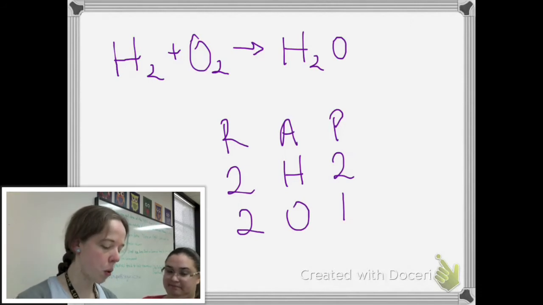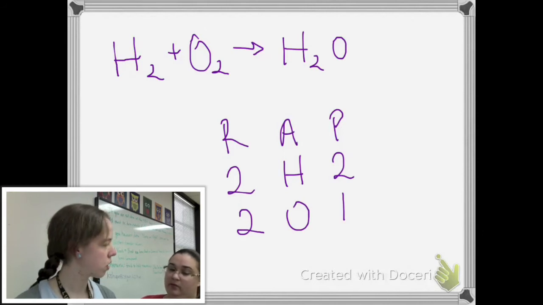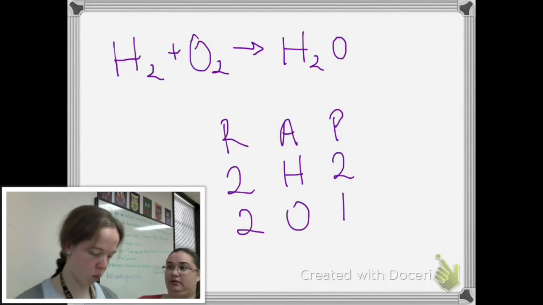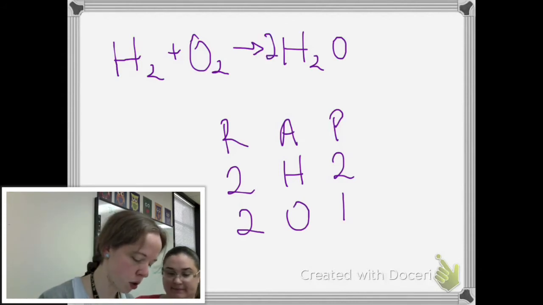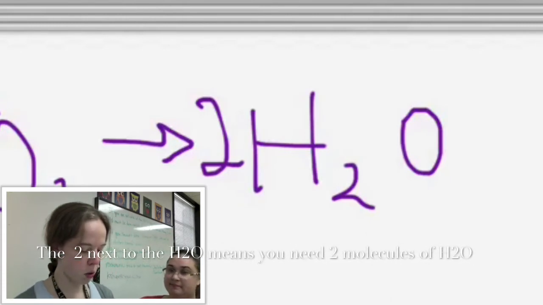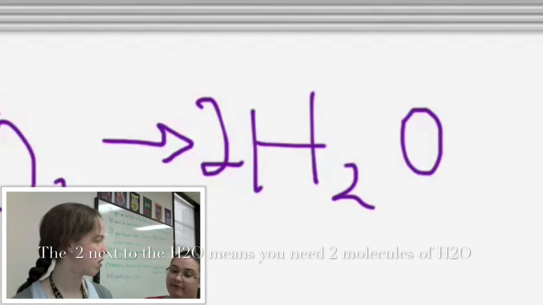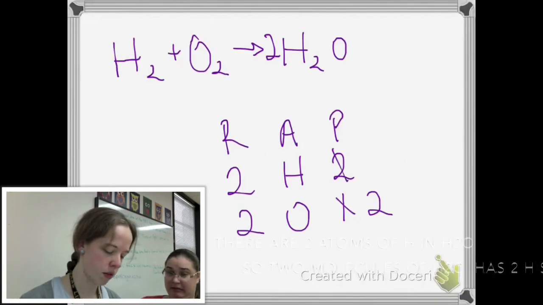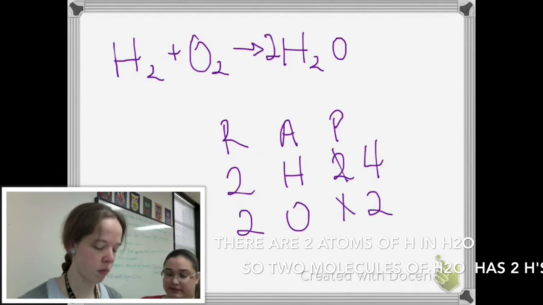So now, all I can add are coefficients, and those are big numbers in front. So how many H2O's do I need if I need 2 O's? Okay, well, if I need another O, I'm going to have to put 2 on it. Right, because we need a total of 2 O's. So if each has 1, 2 H2O's gives us 2 O's. But what does that do to our H's? Okay, well, now I would have 4 H's, right? Because it's like math, where 2 times 2 is 4.